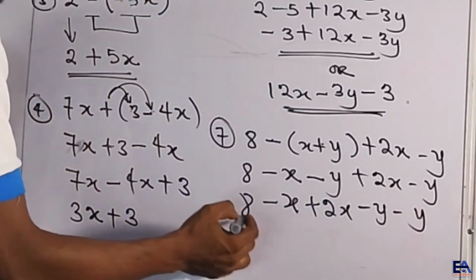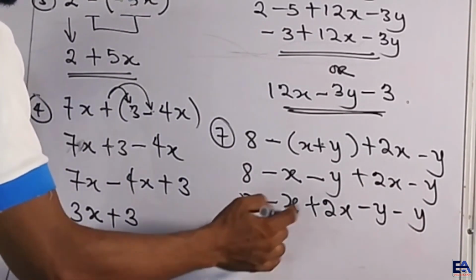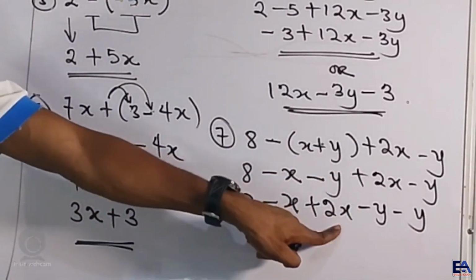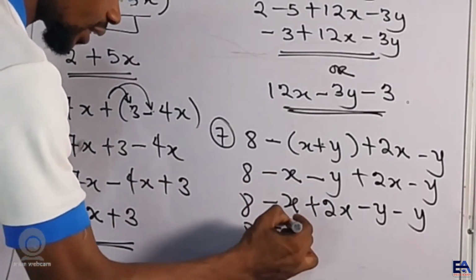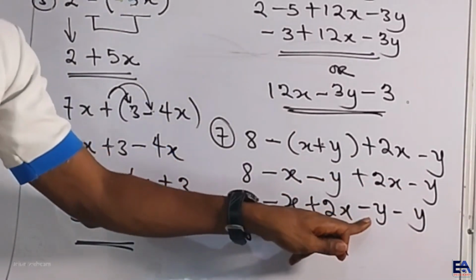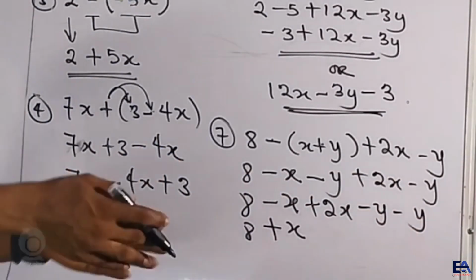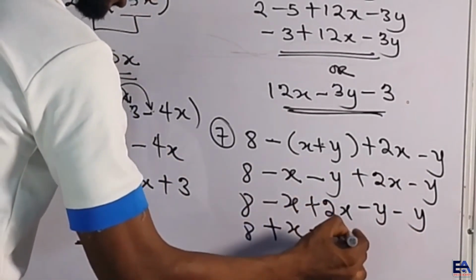So simplifying it further, you have 8 minus x plus 2x. It means I am owing 1x, but I'm having 2x. So if I pay, I'm still having 1x. Then minus y means I am owing 1y and owing another y. So if I want to know how much I'm owing in total, then it means I'm owing 2y.